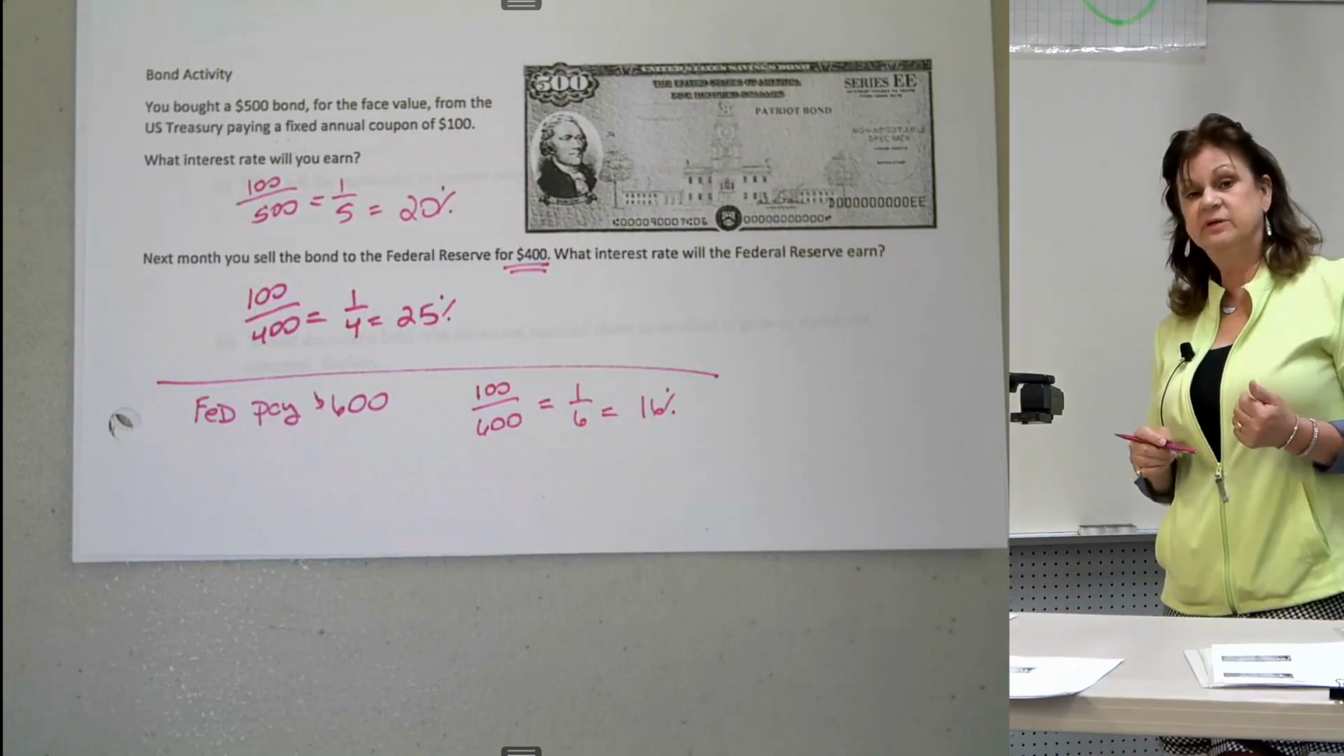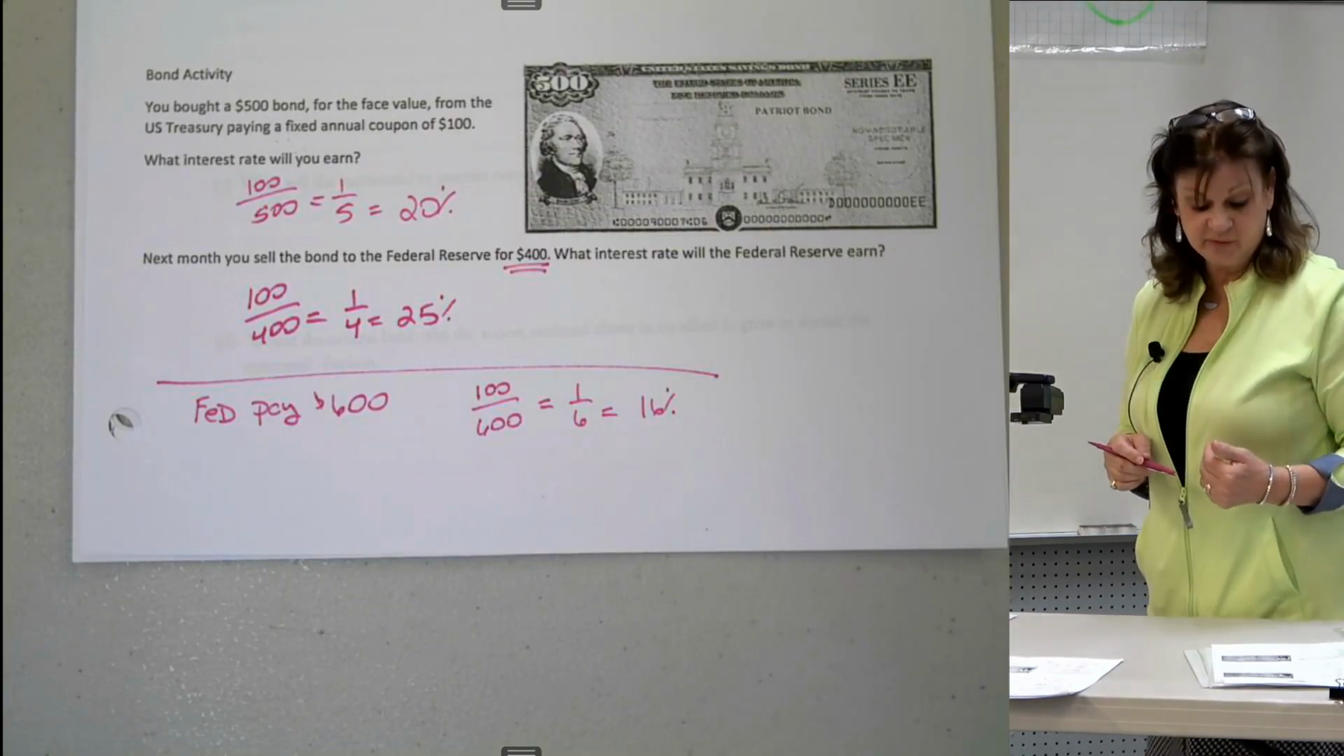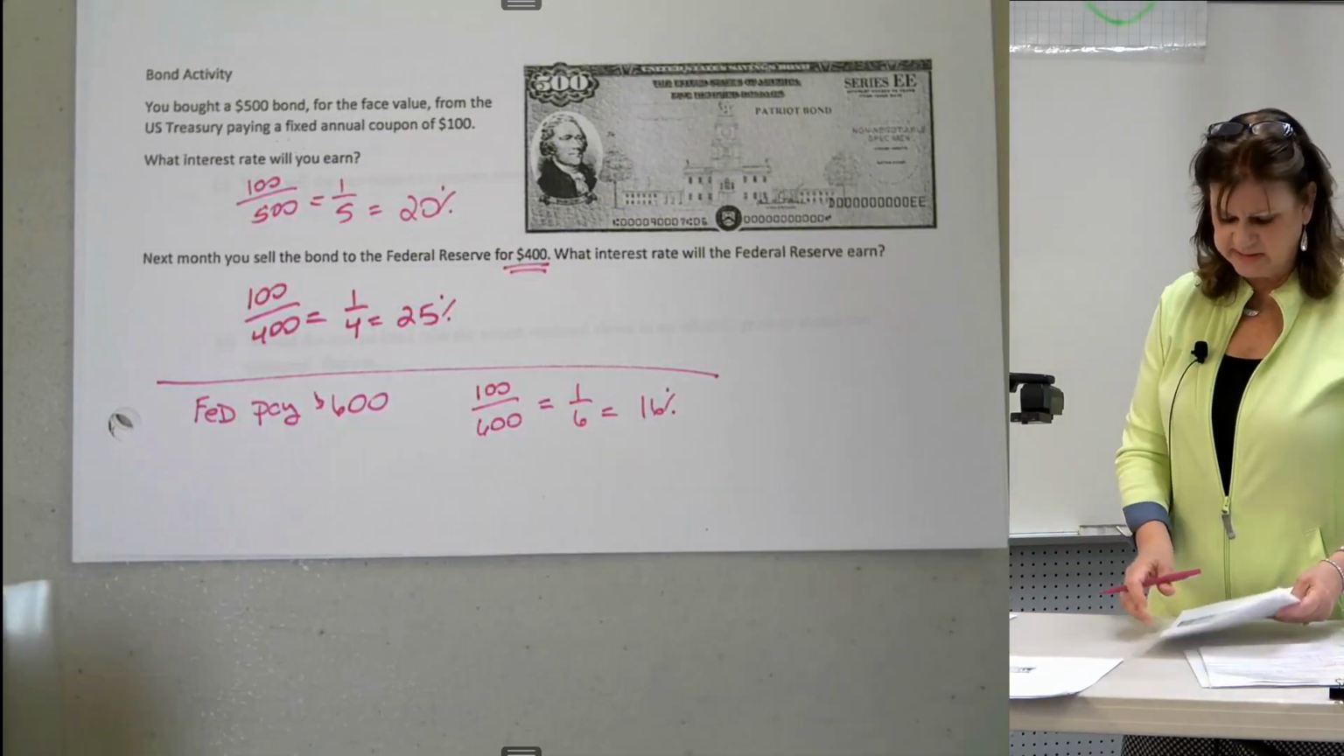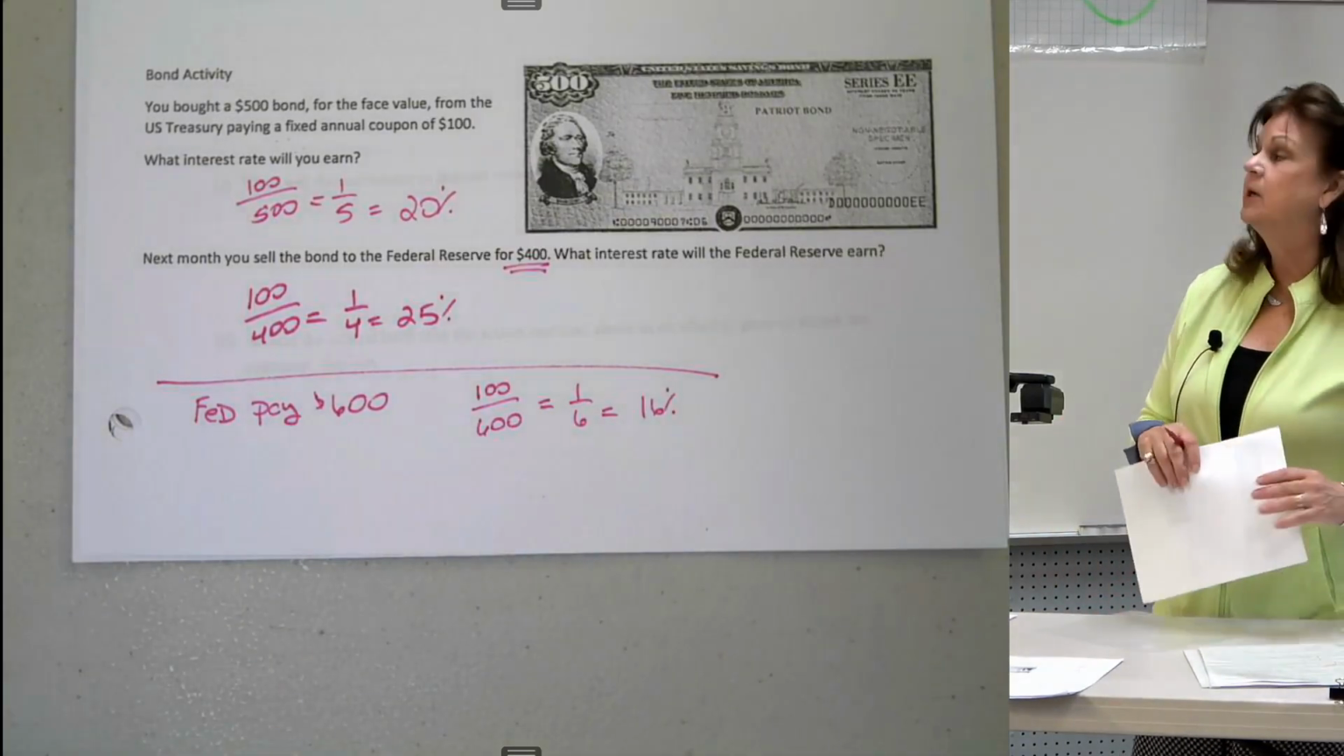So if they're giving us more, market rates have fallen, interest rates, and if they're giving us less, market rates have gone up. Just remember the seesaw, interest rates on one side, prices on the other.